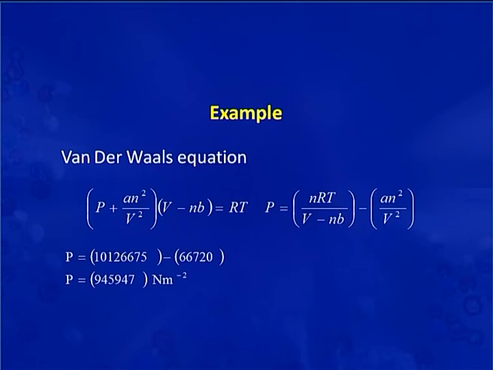The pressure will come 101,266.75 minus 66,720. So, the answer is 945,947 Newton per meter square. So, this is the way you can perform this numerical.